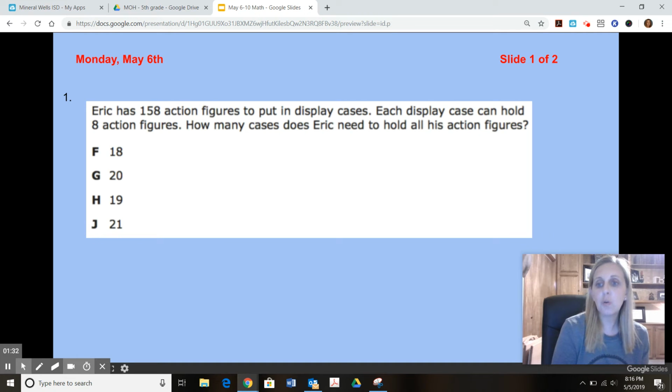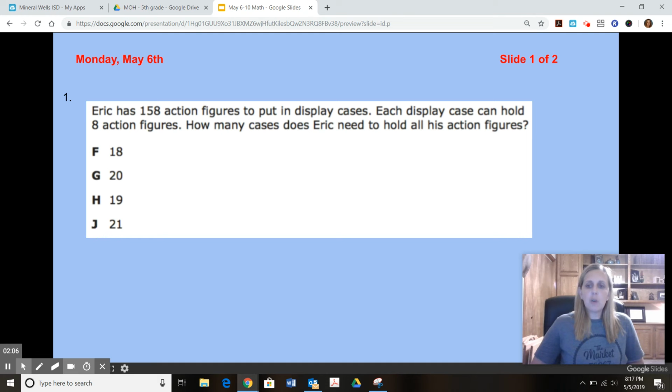He has a total of 158 action figures. That's one of the things we always ask is, do we have a total? And we see that Eric has 158. So can we picture what he's doing? He's putting them into groups of 8. Basically, he's putting them into cases by groups of 8. So do we have equal groups? That's the next question we need to ask ourselves. Yes, we do. We have 8 in each group.